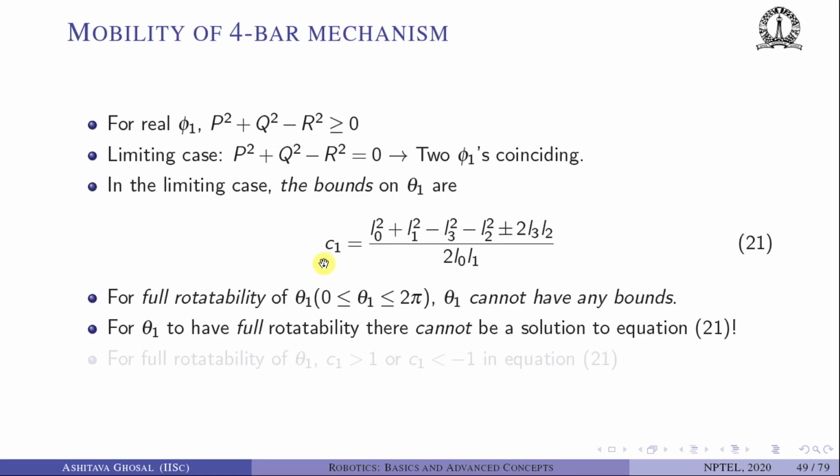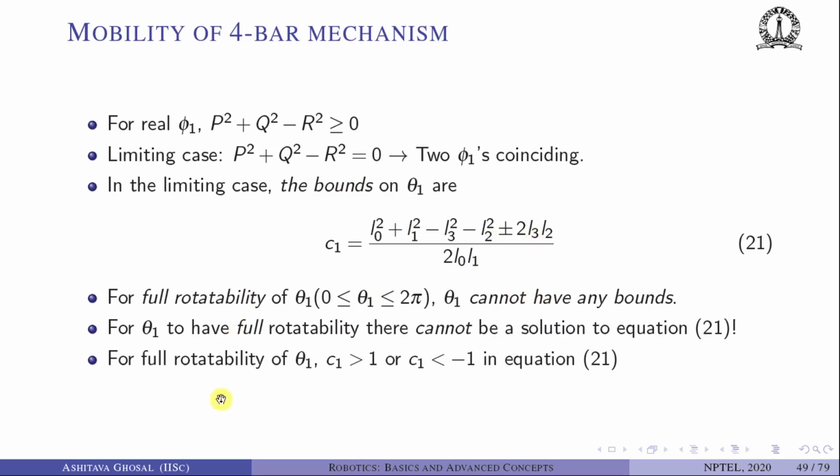Okay, so let's look at the argument once more. For real phi 1, we get the condition p squared plus q squared minus r squared greater than 0. The two real values will coincide when p squared plus q squared minus r squared is equal to 0. For this limiting case, I can find the value of cosine theta 1. Now, if this theta 1 value were to exist, then we have a phi 1 value where it is coinciding. But we don't want any value of theta 1 because I want the crank to rotate fully. So theta 1 cannot have any bounds, and there cannot be a solution to this equation.